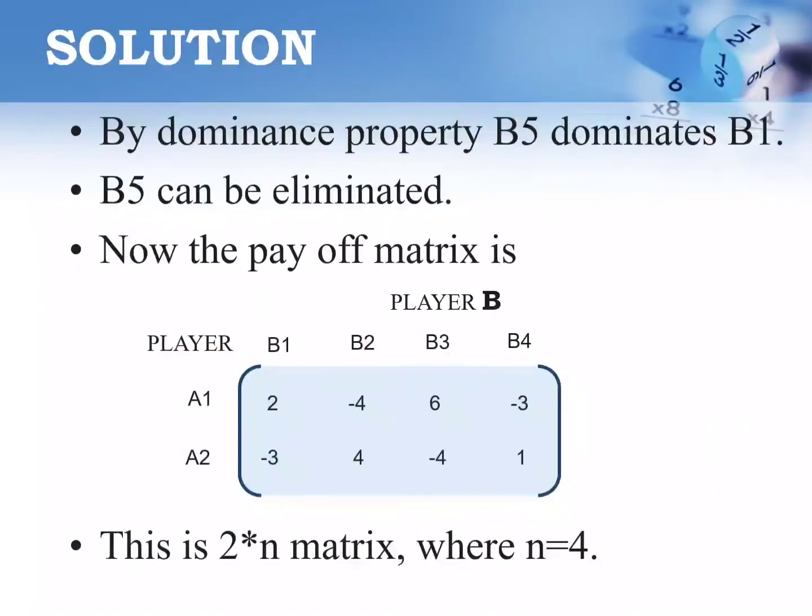By the dominance property, we know that B5 dominates B1. So we are going to eliminate B5. Now the payoff matrix is player B's B1, B2, B3 and B4, and player A has A1 and A2. Thus, this is the 2 into n matrix where n is equal to 4.